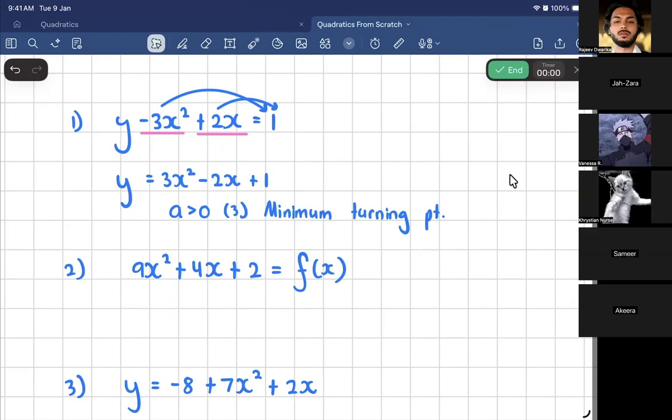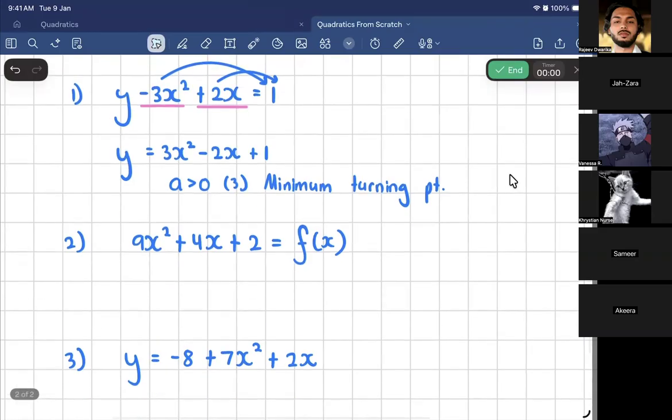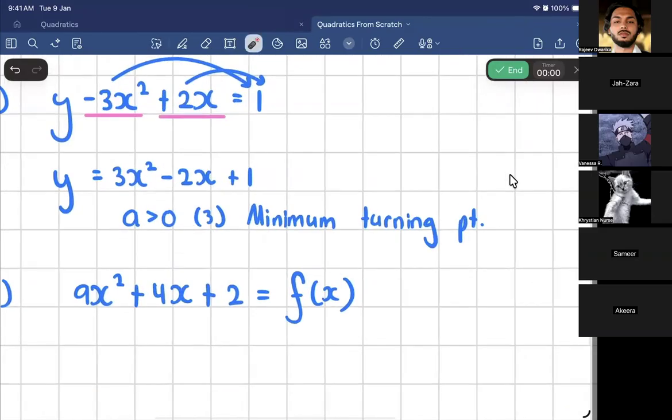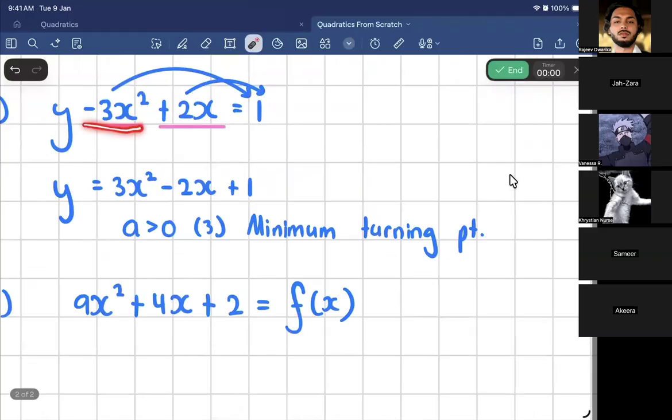All right. So, Jazara, do you understand that when I moved across the minus 3x squared, it turned to positive 3x squared? And when I moved across the 2x, that turned to negative 2x? And the 1 was already there, right? If the 1 was already there, are we going to do anything with that? No, so that remains as positive 1. So, Jazara, what is the coefficient of x squared here?